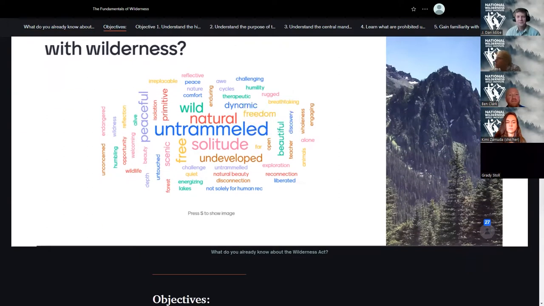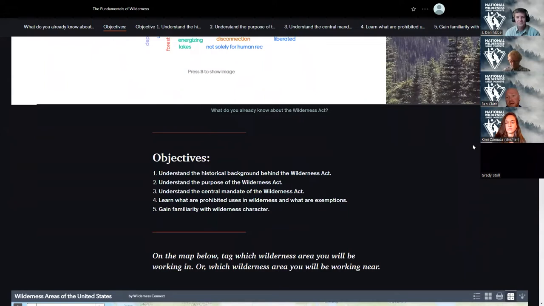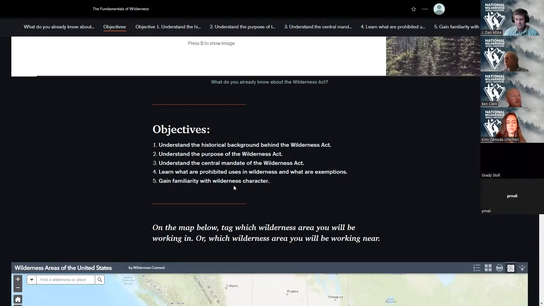Awesome. I'm going to keep scrolling down here. To give us a general idea of the lessons we're going to try to cover today, here are our five objectives. The first one I'll be going over with you all in a timeline waterfall event, but it's to understand the historical background behind the Wilderness Act. For objectives 2 and 3, Nancy will take over and present. The second objective is to understand the purpose of the Wilderness Act, and the third objective is to understand the central mandate of the Wilderness Act. For the fourth and fifth objectives, Dan will be taking over. With the fourth objective, he'll be talking about prohibited uses in wilderness and what some exemptions are as well. And our fifth and final objective is to gain familiarity with wilderness character.